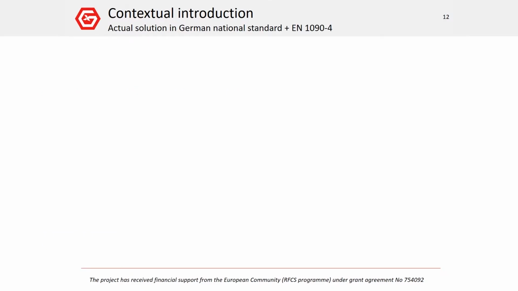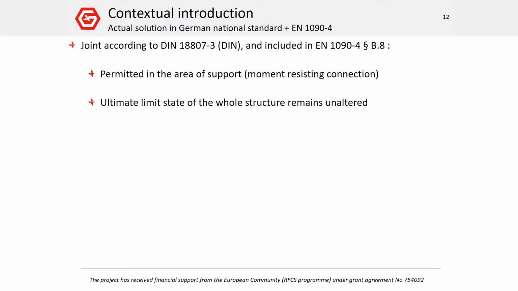The first step of the project has been to make a state-of-the-art of national standards, finding that the most relevant was the German DIN 18807-3. This type of joint is now included in the harmonized standard 1090-4.